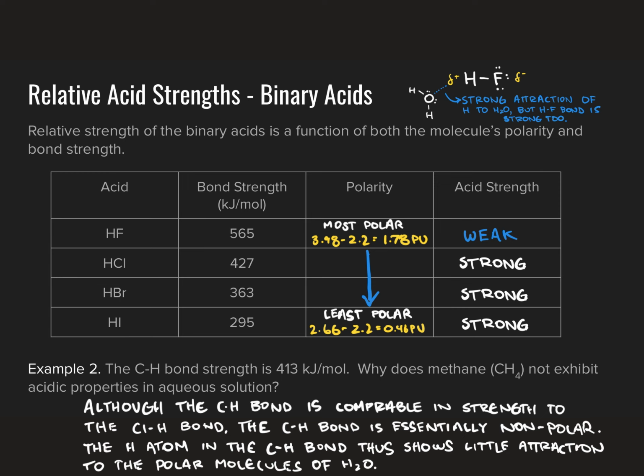So even though the methane molecule contains a weaker carbon to hydrogen bond than hydrochloric acid does, we still don't see methane exhibiting any appreciable acidic behavior due to the nonpolar nature of the carbon to hydrogen bond, not leaving the hydrogen partially positive and therefore a target for interaction with a polar water molecule.